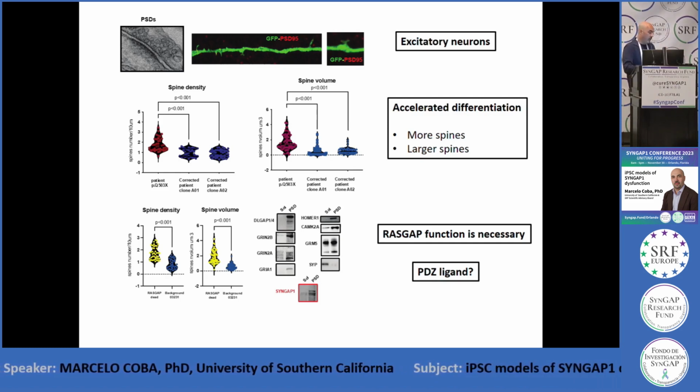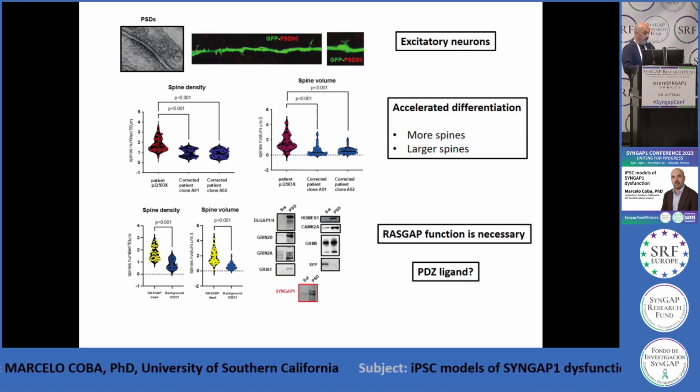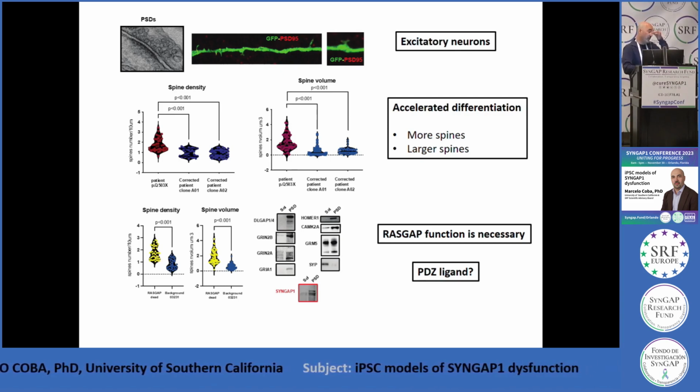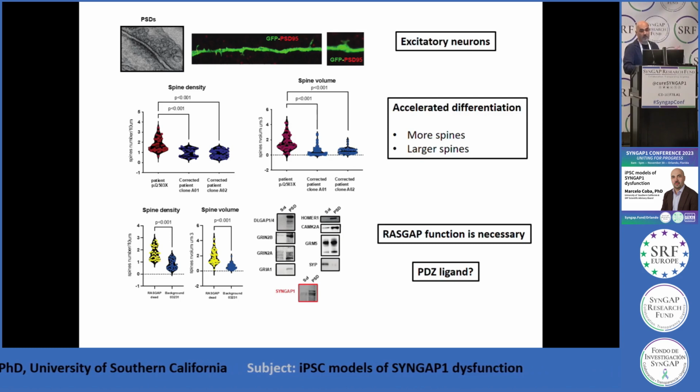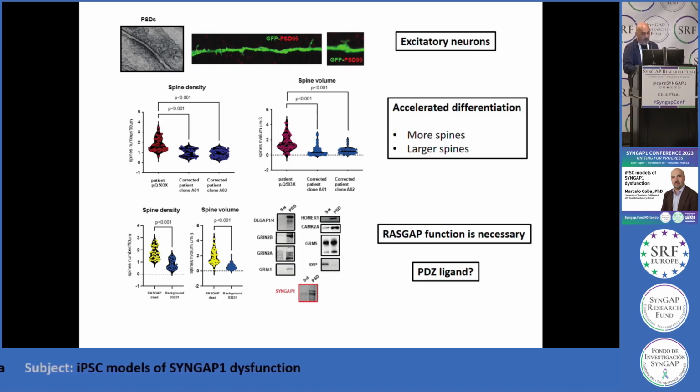The bottom panel is showing what happens with a mutation in the RAS-GAP domain. This is a point mutation in the RAS-GAP domain, so the RAS-GAP domain doesn't function, and we have the same phenotype. You have an increase in the maturation with more spines and larger spines. So in this developmental model, the RAS-GAP function is important. And it gets you a similar phenotype as having less total protein levels.